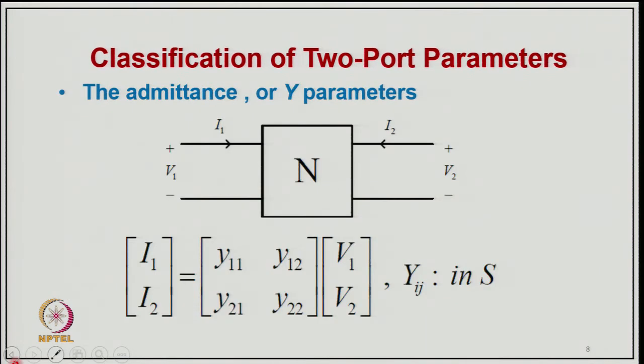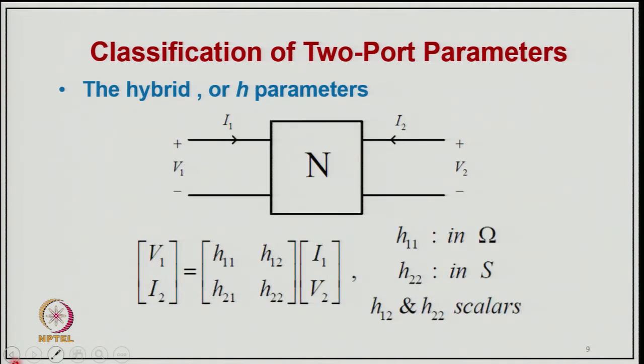Now, the other set of parameters we call admittance or Y parameters, because Y is the notation we normally follow for admittance in electrical engineering. Again here, V 1 I 1 and V 2 I 2 are between the two ports, and in Y parameters, or admittance parameters, we define the input and output currents I 1 I 2 in terms of V 1 V 2 with the admittance parameters Y 1 1, Y 1 2, Y 2 1 and Y 2 2, where Y i j is in Siemens, which is the unit for admittance. So, all parameters are admittances.